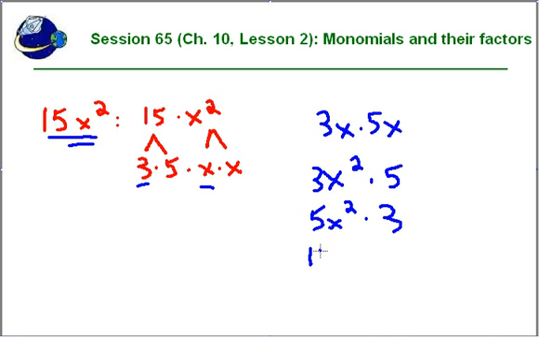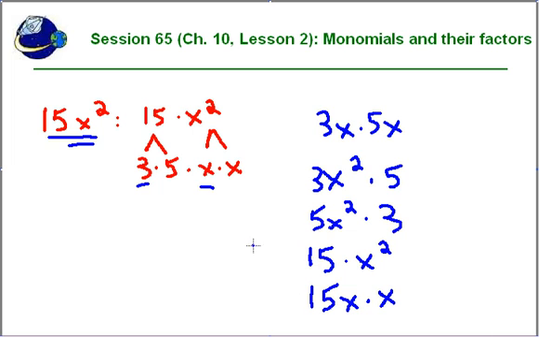One more here. Is 15 a factor? Sure it is, because 15 times x squared is 15x squared. And lastly, is 15x a factor? Sure is, because 15x times x is 15x squared.